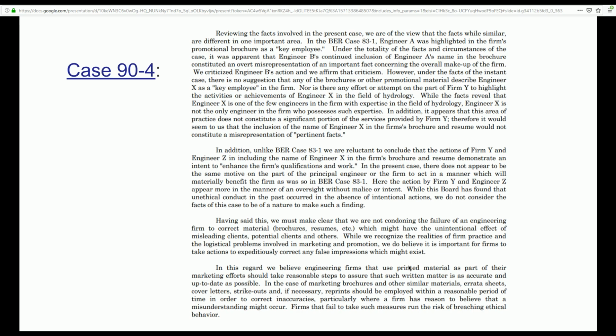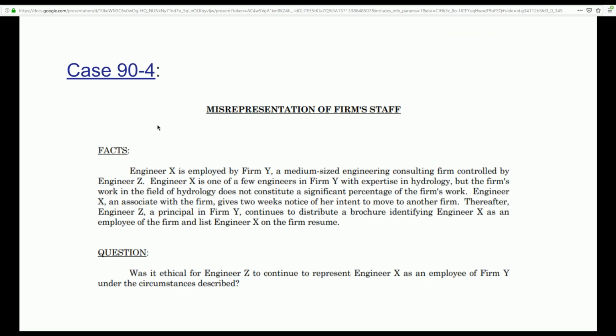But the case decides that, so the question was: was it ethical for Engineer Z to continue to represent Engineer X as an employee of the firm Y under the circumstances described? And the result was that Engineer Z was not doing anything unethical by continuing to represent Engineer X in these circumstances, because these circumstances don't rest particularly on the skills of Engineer X. It doesn't seem to constitute deceptive practices.